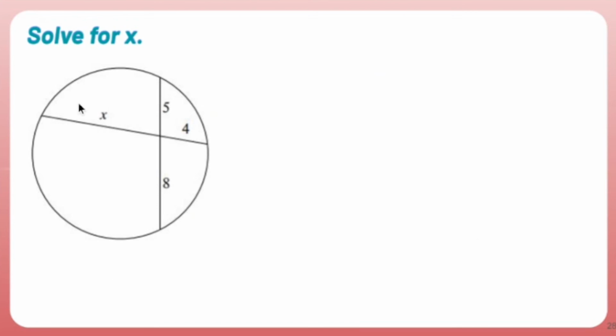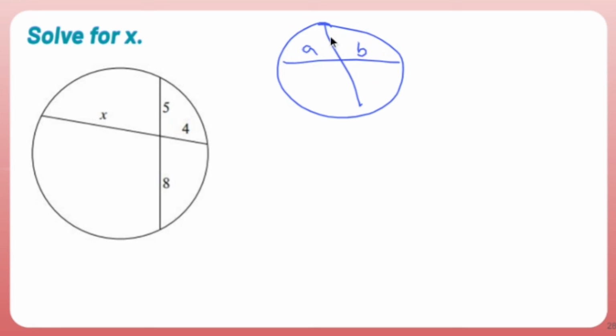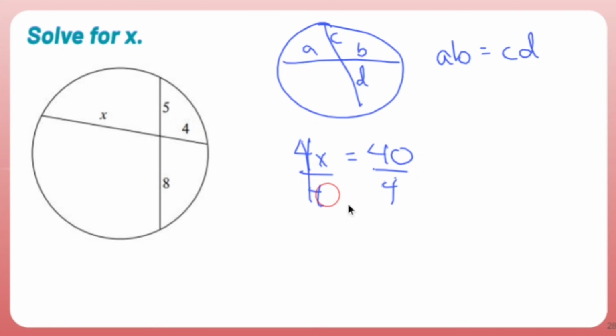Solve for x. I have two chords intersecting within a circle. There's a little rule that says if you have two chords intersecting within a circle, call the segments in one line AB, call the segments in the other line CD, and AB is going to equal CD. So x times 4 is 4x, and 5 times 8 is 40. Divide by 4, x is equal to 10.